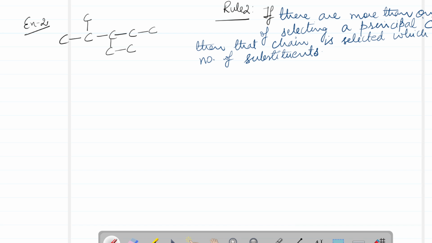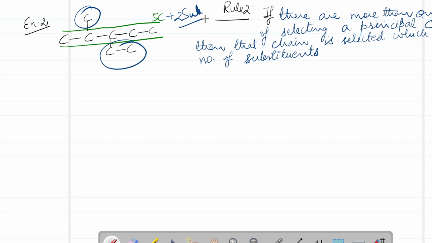Rule second. If there is more than one option of selecting a principal carbon chain, then that chain is selected which has more number of substituents, right? Clear? For example, if I select this as a principal carbon chain, there are 5 carbons plus 2 substituents, right.